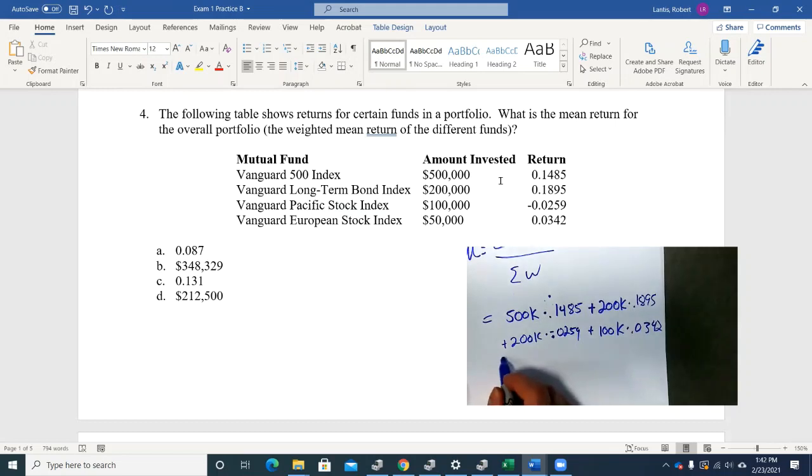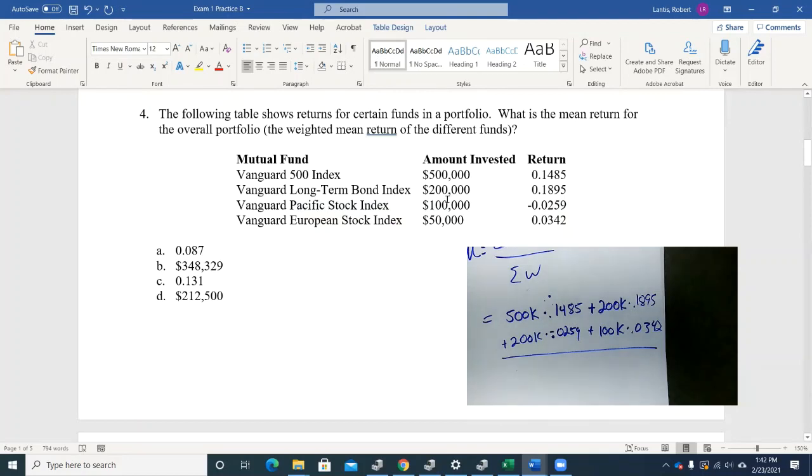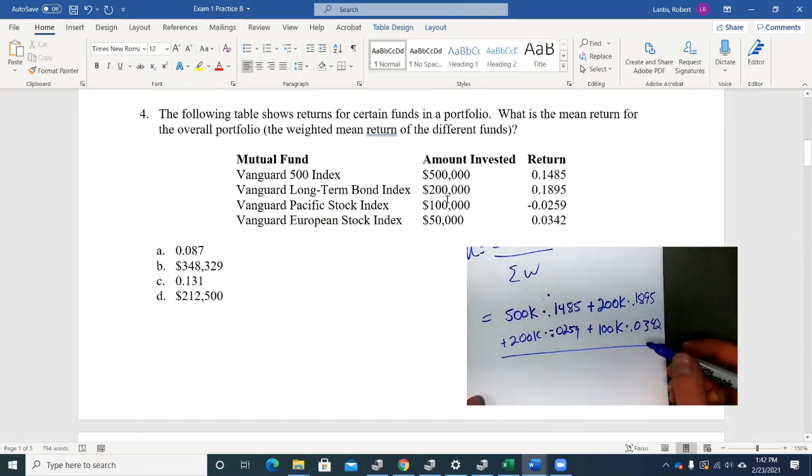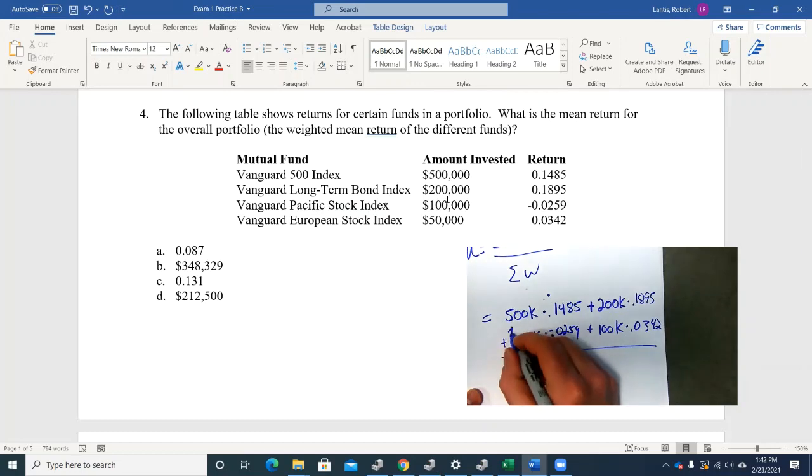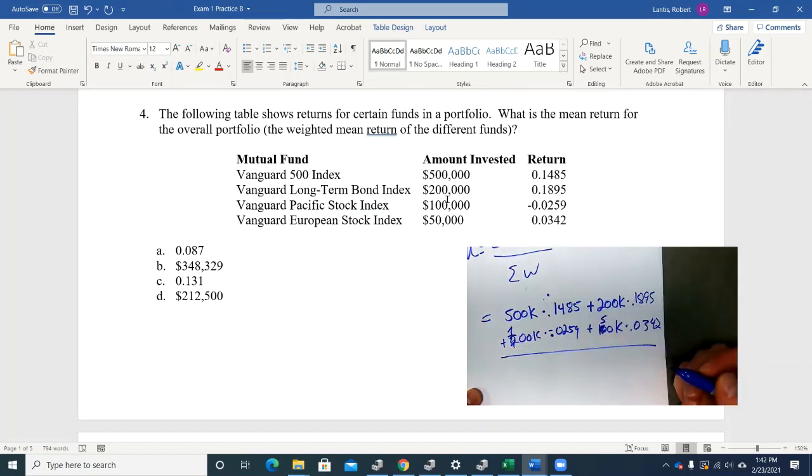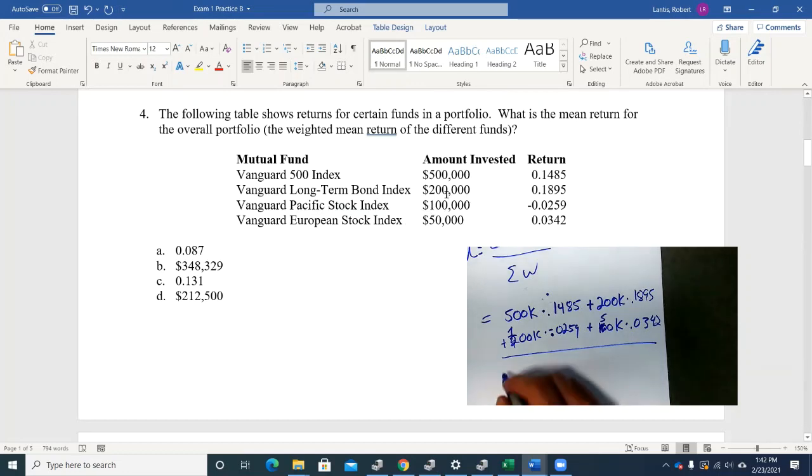Right, that's my numerator. But my denominator is the sum of my weights, which if my weights are the amounts invested, which one did I get wrong here? Yeah, sorry, this one should be 100K and this one should be 50K, right? Okay, sorry about that. I went up a line. Okay, so the sum of my weights will just be adding up the amounts invested here. So 500K plus 200K plus 100 plus 50, right? I'm just using K there so I don't have to put 3 zeros in every time. But if you're doing this on your calculator, you need to put those zeros in, right?